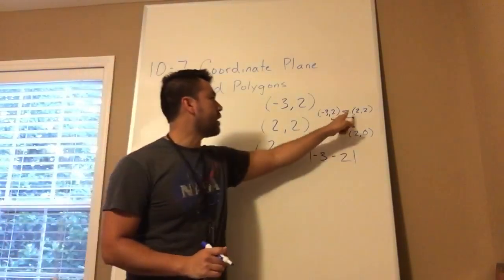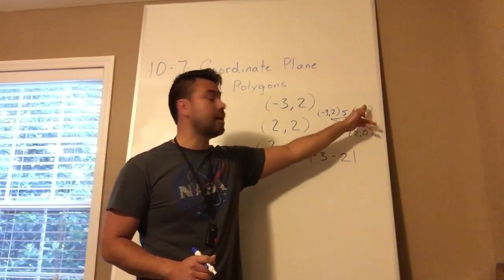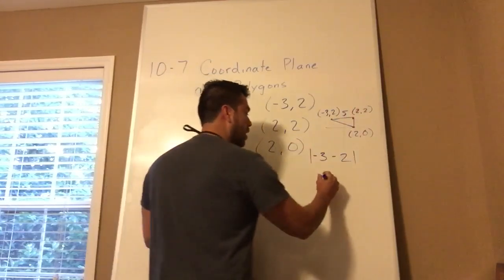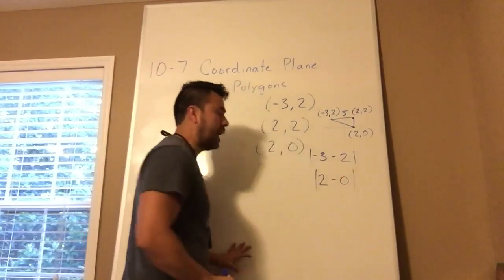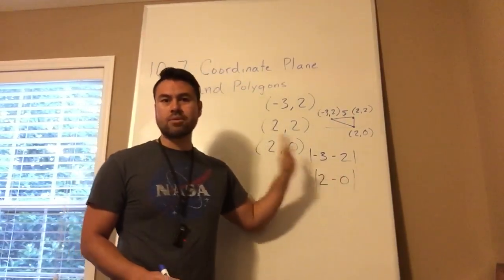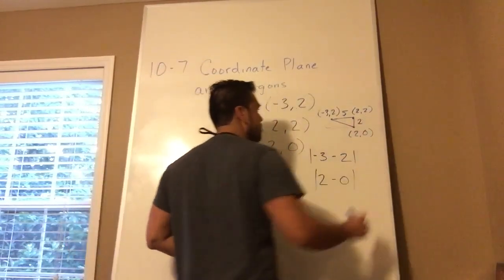So here I have 2 in the x-coordinate, and then 2 and 0. So I'm going to find what's 2 minus 0, absolute value. And what's 2 minus 0? 2. Absolute value of 2 is thankfully just 2. So that's going to be a 2 right there.